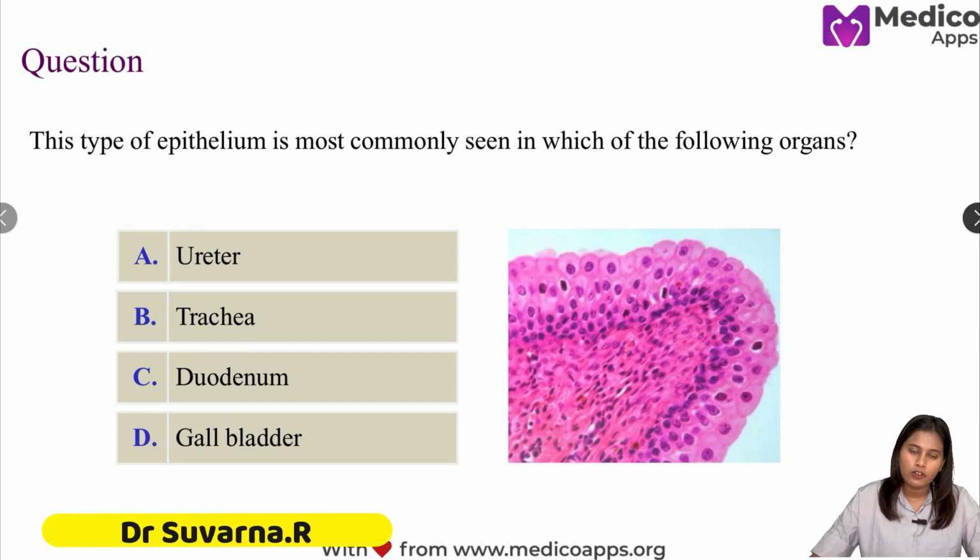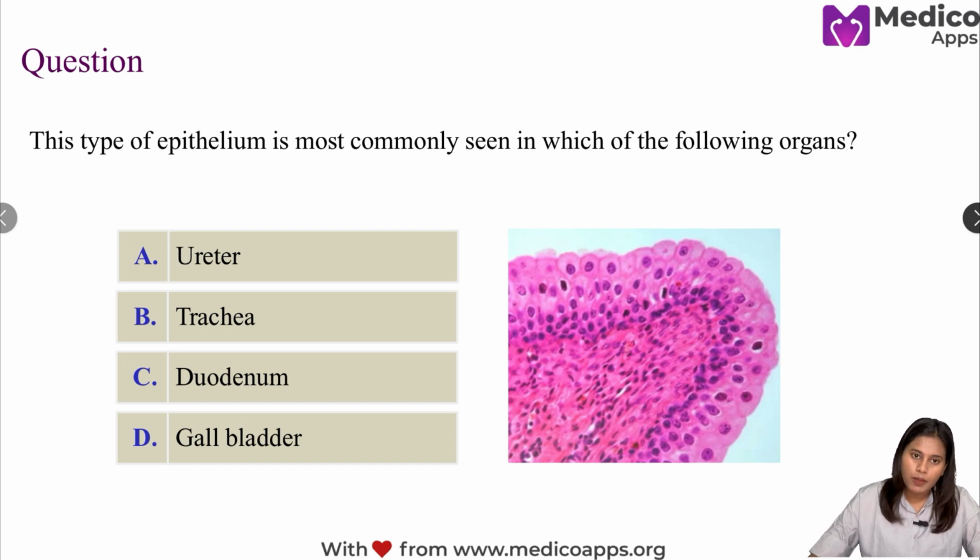Today we'll see the questions on histology. Question number 1: this type of epithelium is most commonly seen in which of the following organs? Option A is ureter, option B is trachea, option C is duodenum, and option D is gallbladder. So this epithelium, you can see it on the screen. Which kind of epithelium is it?